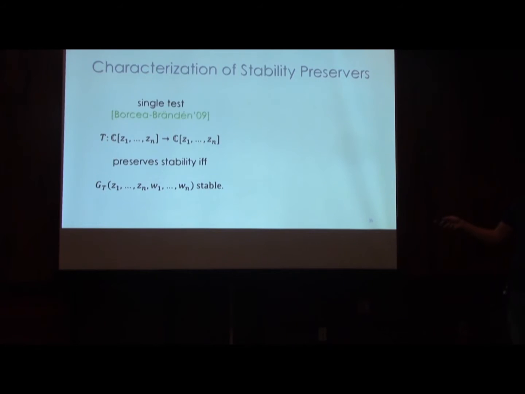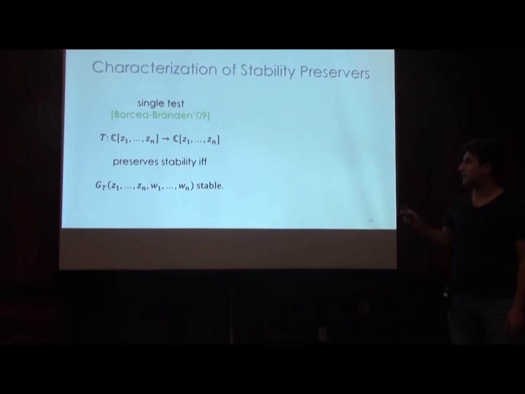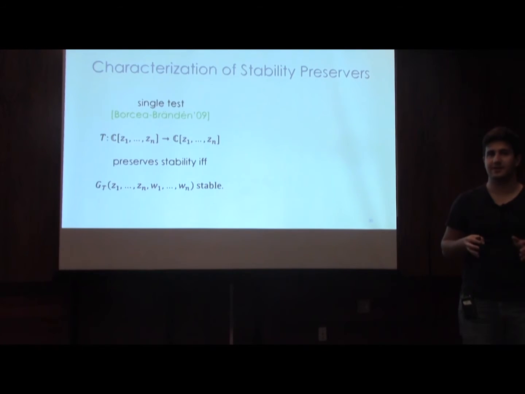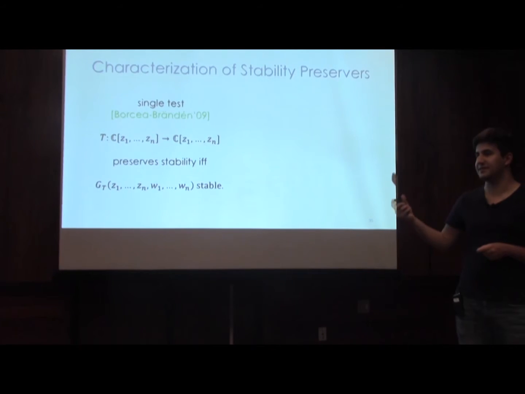I have one more slide from the supposed first part of my talk. Alright. So there is this very powerful theorem by Borcea and Brändén, which says basically that given any linear operator on polynomials, you can actually check whether it preserves real stability by testing the stability of a single polynomial.